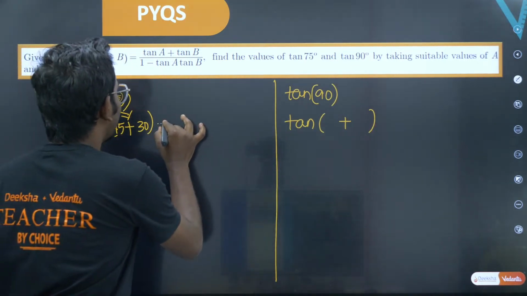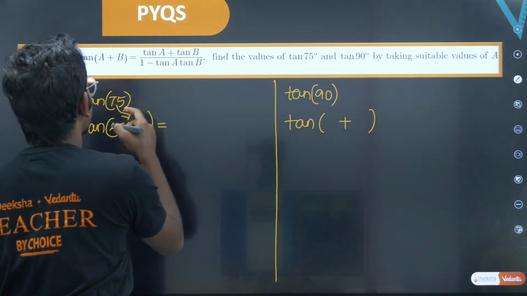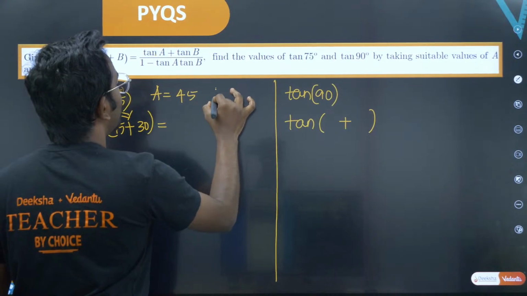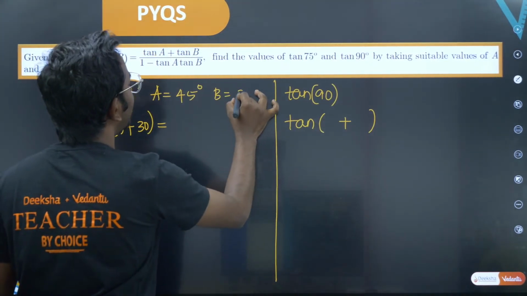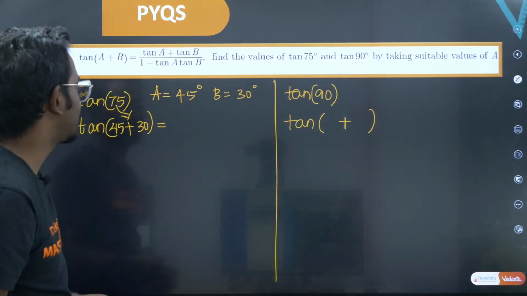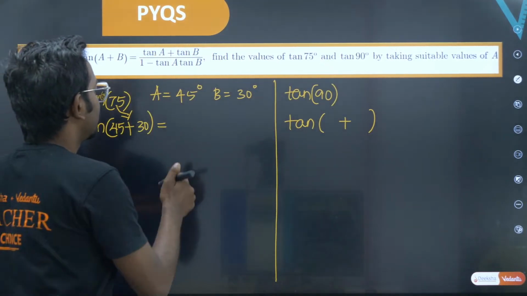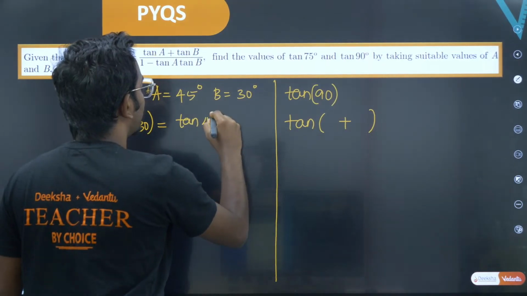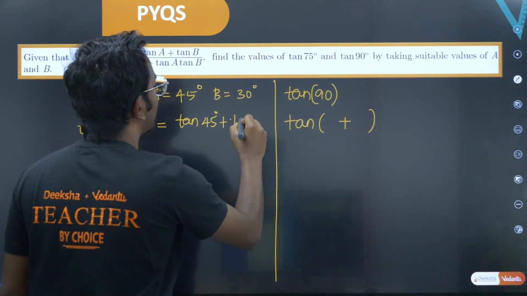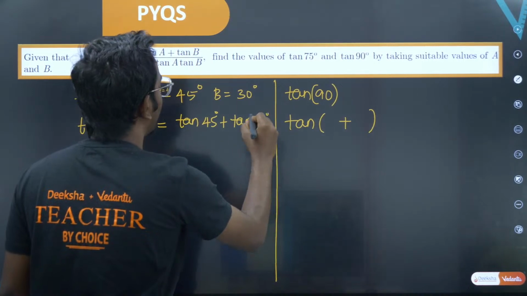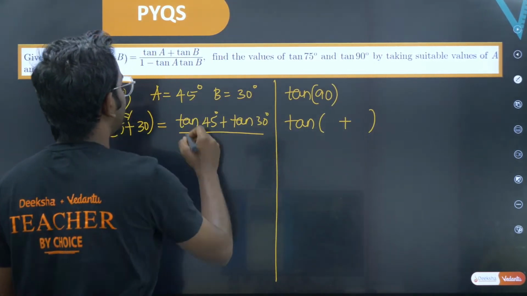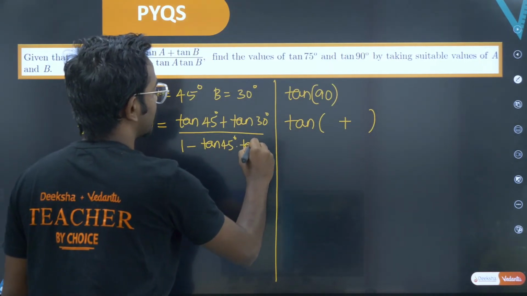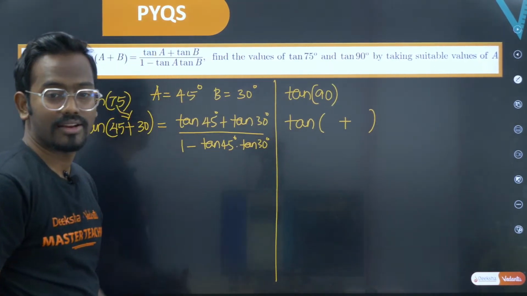So now what will you end up with? Sir, this becomes tan a. I'll take a is equal to 45 degrees and b is equal to 30 degrees. So now just try substituting. So tan 45, this becomes tan a. So tan a is tan 45 plus tan b, sir, tan 30, divided by 1 minus tan 45 into tan 30. That's it. Hope this is clear, everybody.